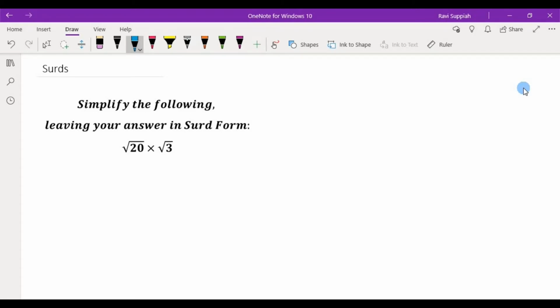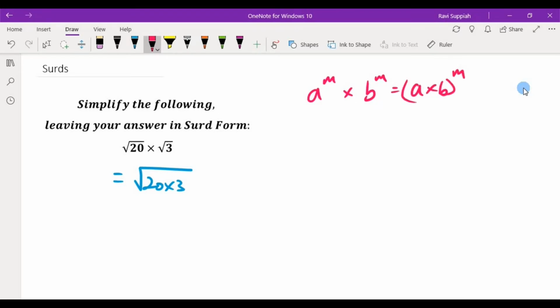Now, square root 20 times square root 3 is equal to square root 20 times 3. If you look back at indices rules, we say a^m times b^m is equal to (a times b) to the power of m. In this case, the m is actually the power of half, because square root is power half. So this is equal to square root of 60.